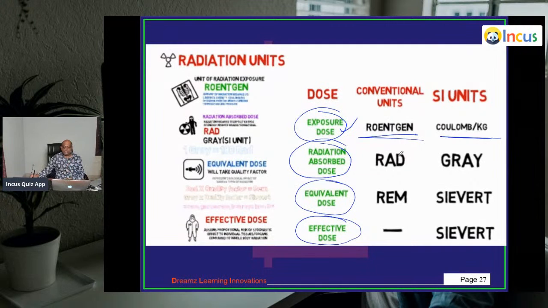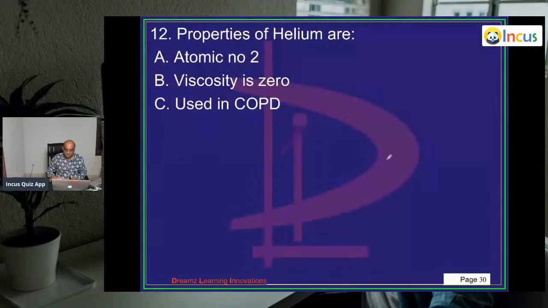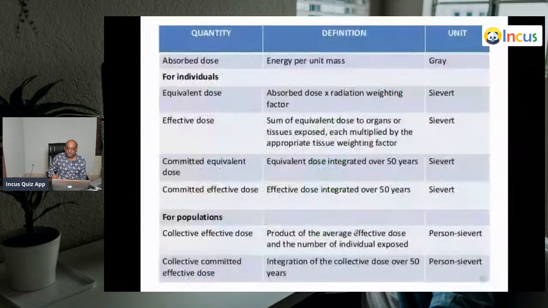Radiation absorbed dose is called rad, which is conventional, and gray is the SI unit. REM is the conventional unit for equivalent dose, and sievert is the SI unit. Then once more, sievert is also the unit for effective dose. So you should know what is the definition of each of these various parameters of radiation and what these units actually mean.